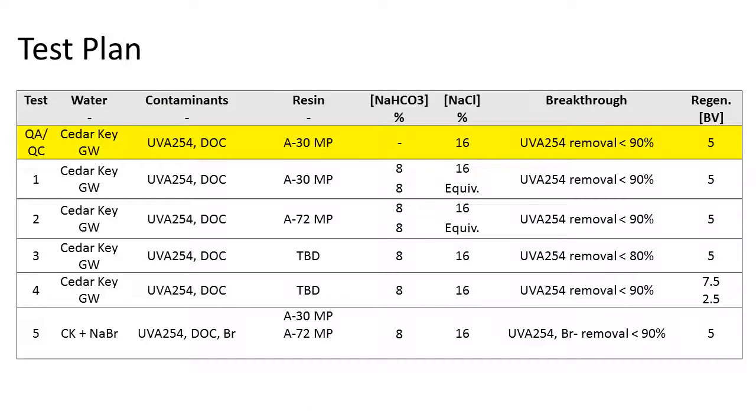So this is our test plan. We're wrapping up what we call test 0, or the QA/QC test plan, to compare the two columns and make sure, hydraulically and sampling-wise, they're identical columns, so that when we move forward we can make that comparison. And the meat of this is comparing sodium bicarbonate and sodium chloride at a couple of different levels.